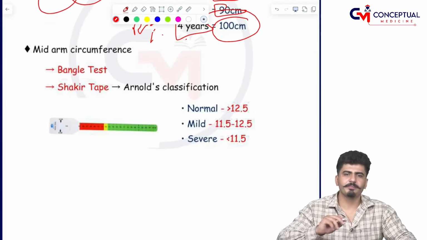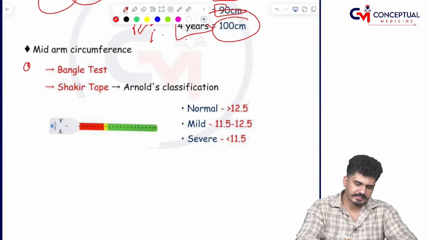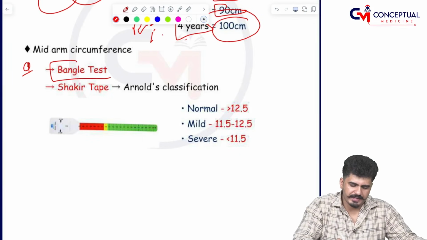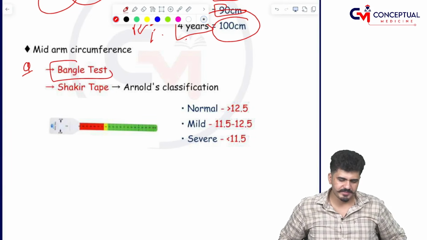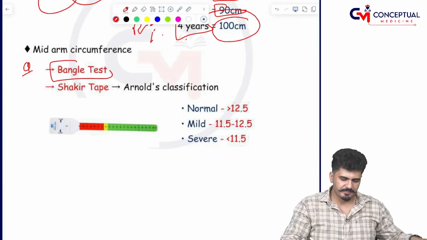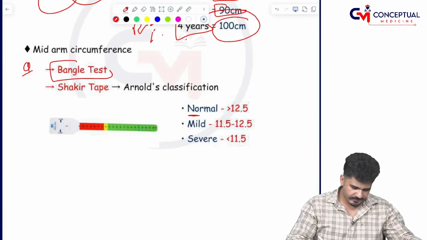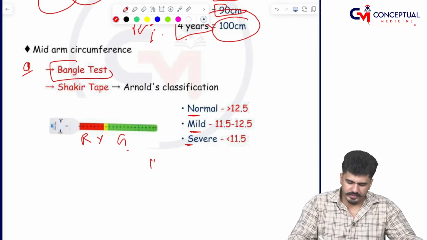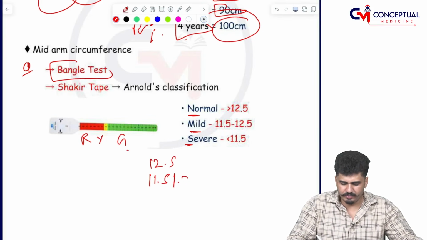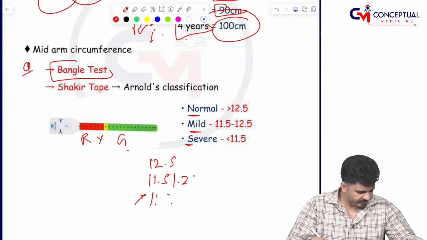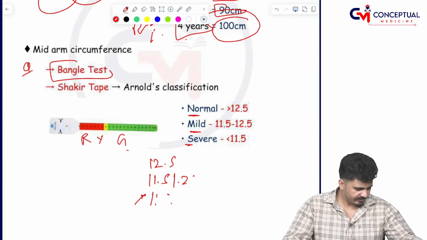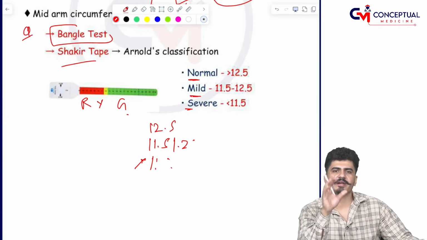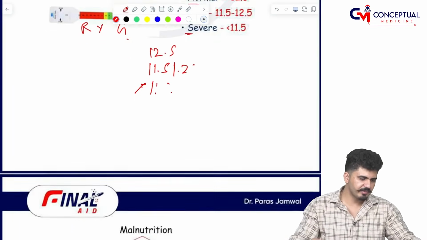Done. Now coming to the mid-arm circumference. There is a test called the Bengal test, where we put bangles. Then there is the Arnold classification. Remember, there are 3 colors: red, yellow and green. Normal is more than 12.5, then between 11.5 to 12.5, then less than 11.5. So this is the grading of mid-arm circumference, with red, yellow and green colors. Important, asked in the exam previously, sir.